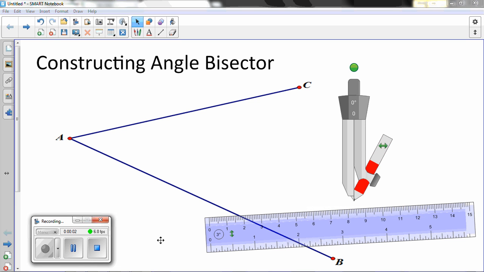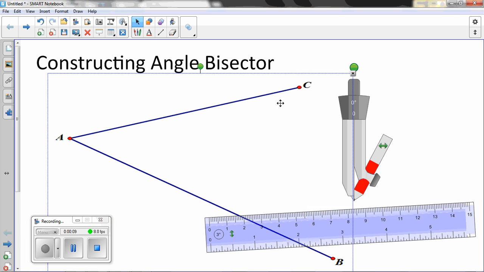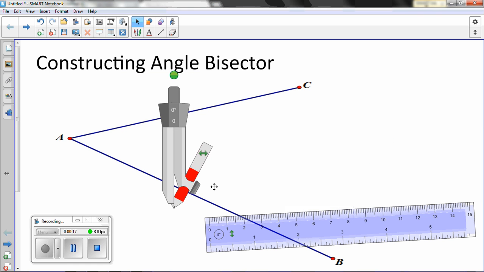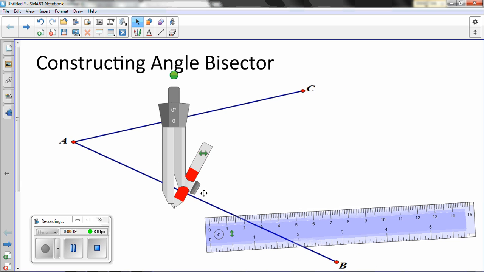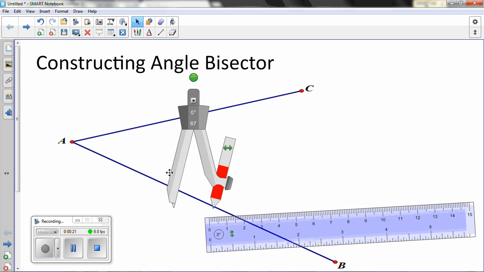Okay, if we're going to construct the angle bisector for an angle, then I'm going to start obviously with an angle. So I've got my angle CAB right here. Remember, I name an angle by its vertex. So to begin to bisect angle A, I'm going to start my compass out at angle A.